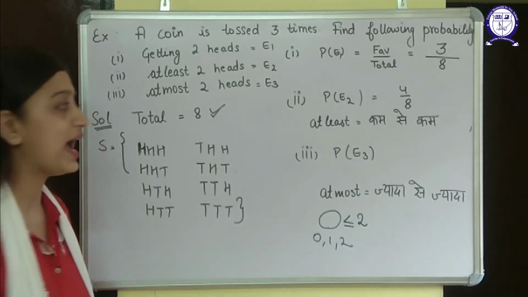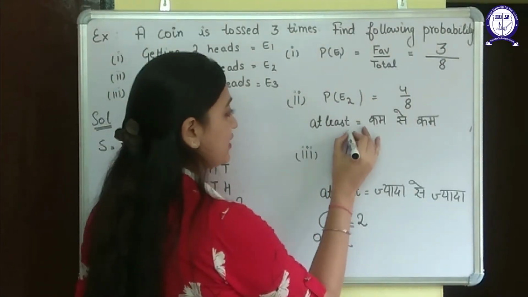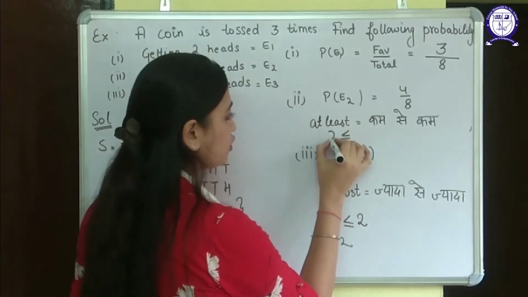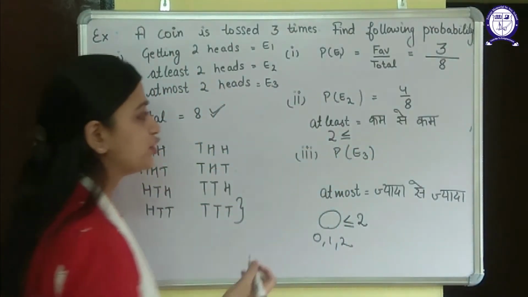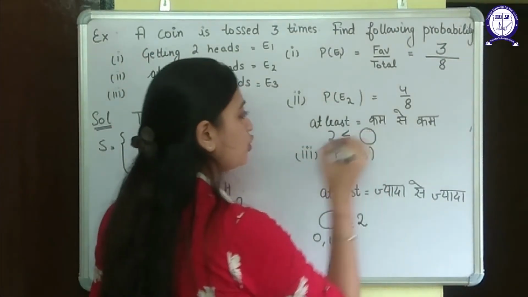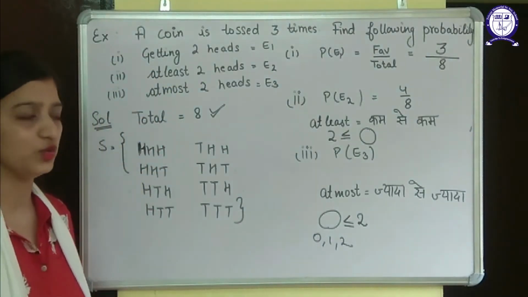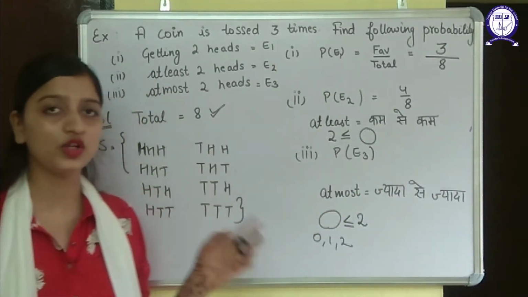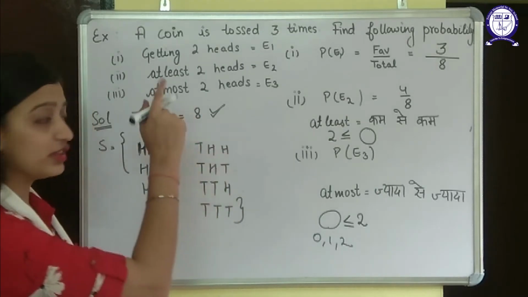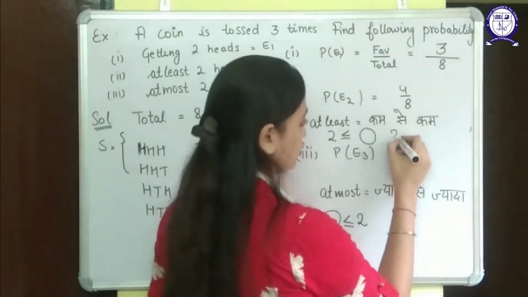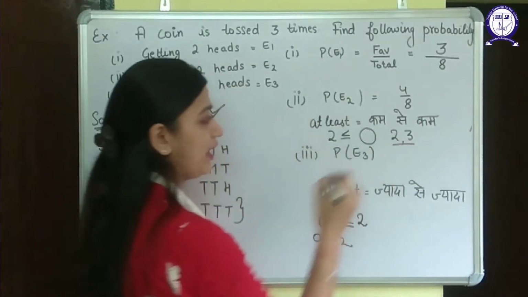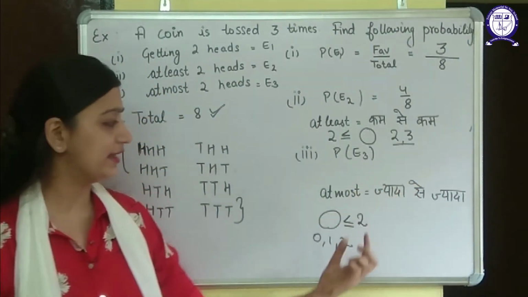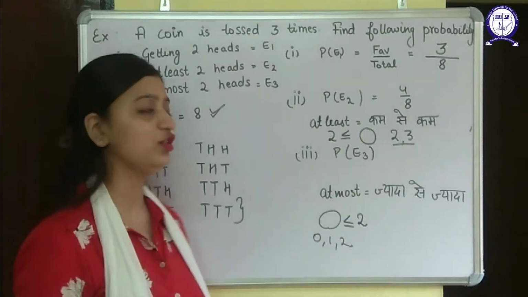Similarly, for "at least" I say greater than or equal to 2. Okay, a number should be either equal to 2 or it should be more than 2. So how many numbers are equal to 2 or more than 2? For this question I will have 2 and 3. So I counted here 2 and 3, and here I will count 0, 1 and 2.